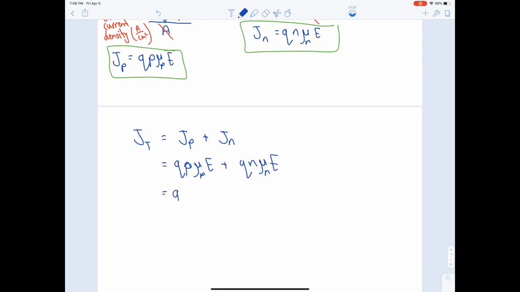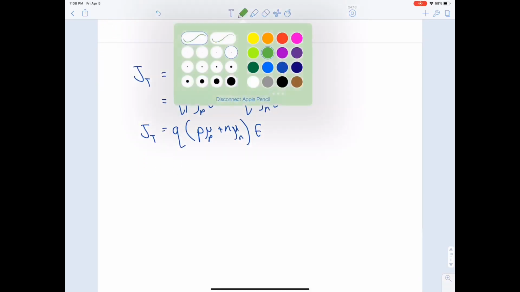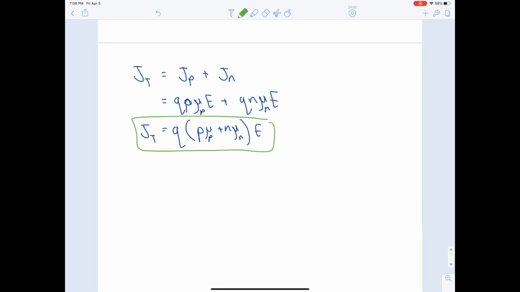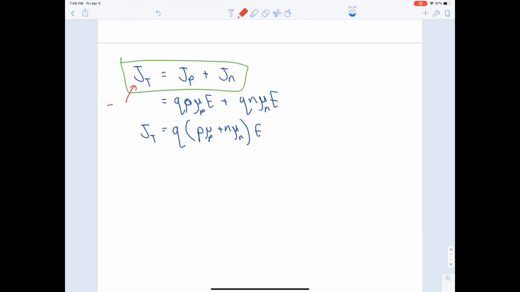If we factor out Q and E, the resulting equation will become Q (p mu p plus n mu n) E. Okay, that's the total drift current density. If you want to memorize it, you can just memorize this one. That's easier. Now this is the total drift current density.